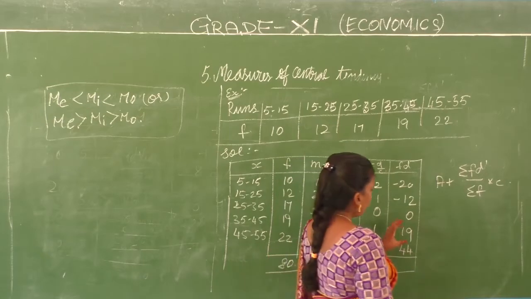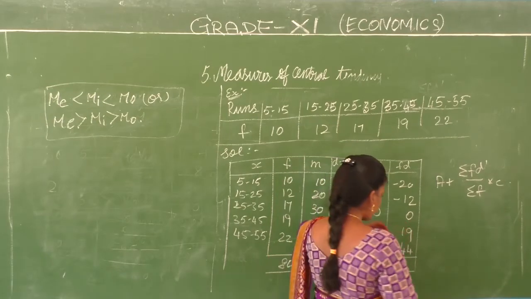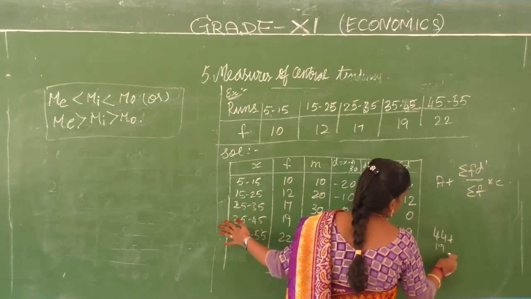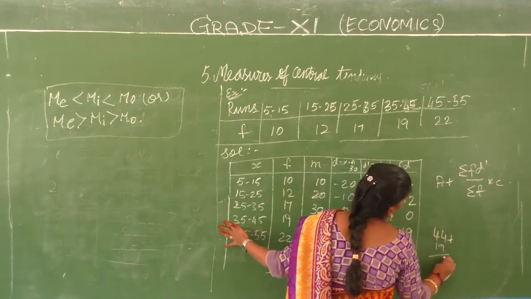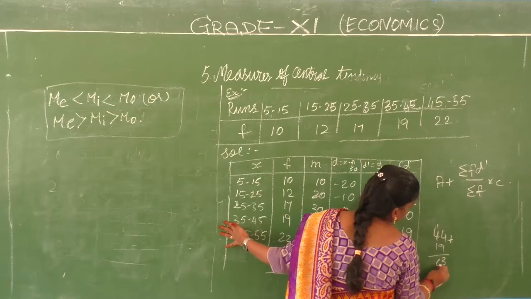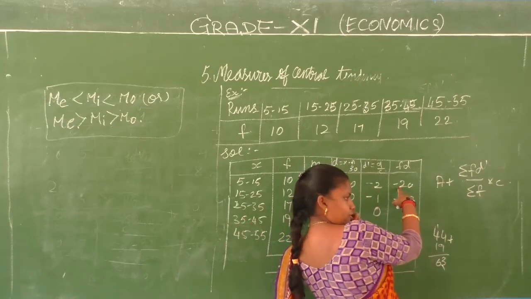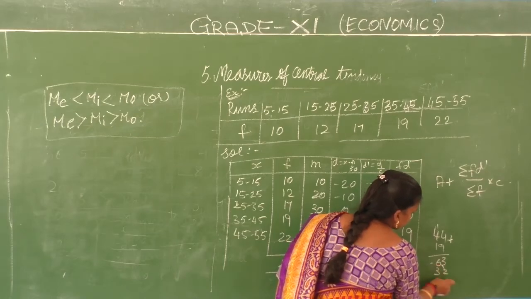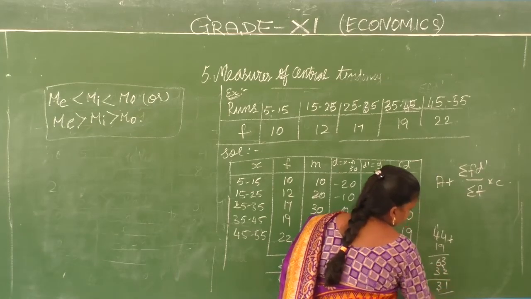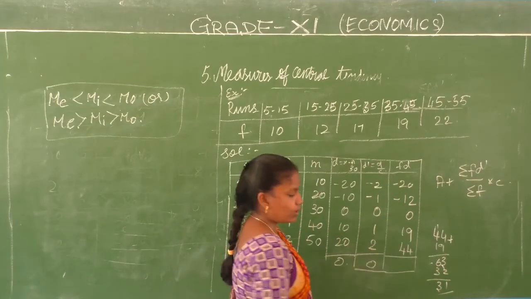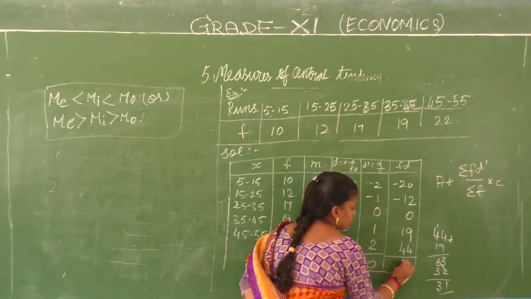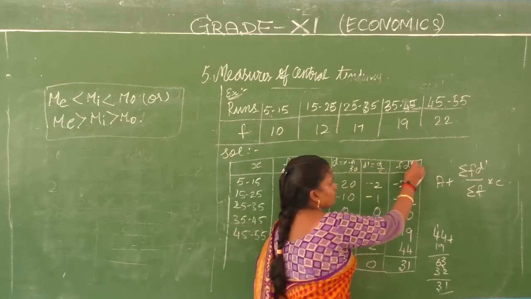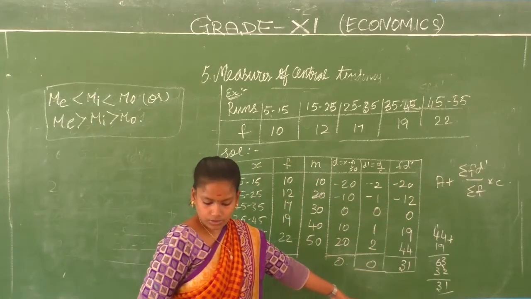So here you have to take this separately. The plus values, when you add 44 plus 19, give you 63. Then minus of what? 63 minus 32 gives you a value of 31. Right. So what is your sigma FD dash, children? It is 31. You got your answer now?